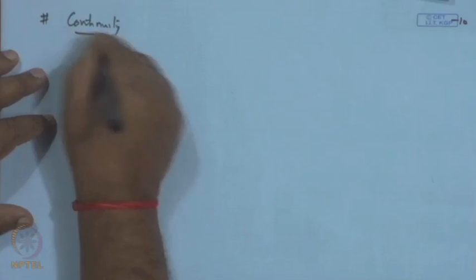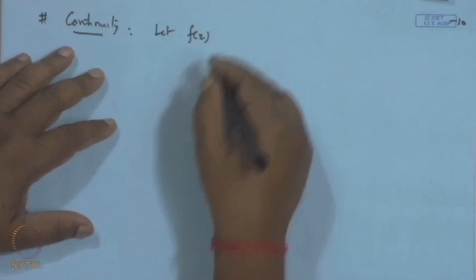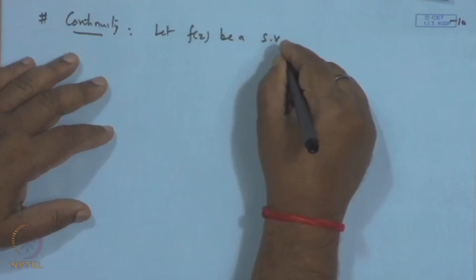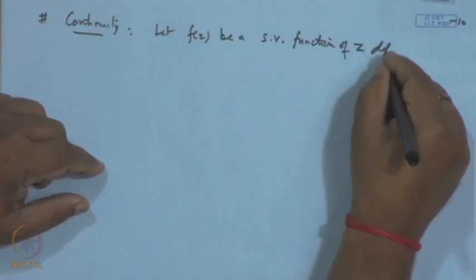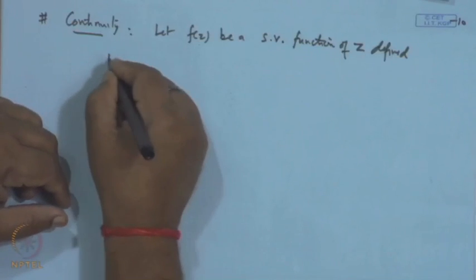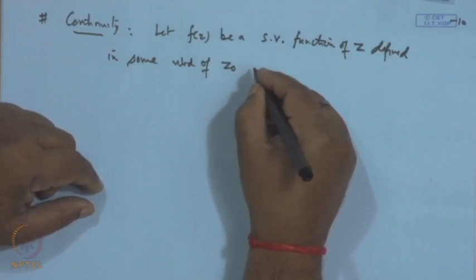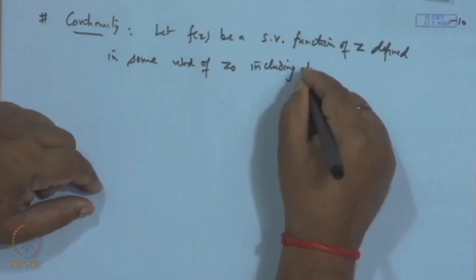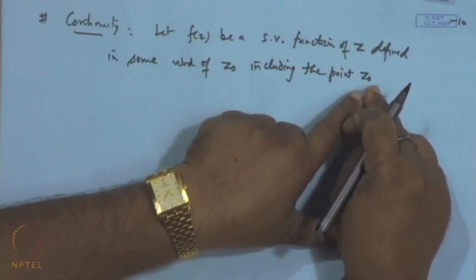Is this clear? Now, let us come to continuity, the definition of continuity. A function f(z): let f(z) be a single valued function of z defined in some neighborhood of z naught, including the point z naught. In the case of continuity, it is a must that the function must be defined at the point z naught.